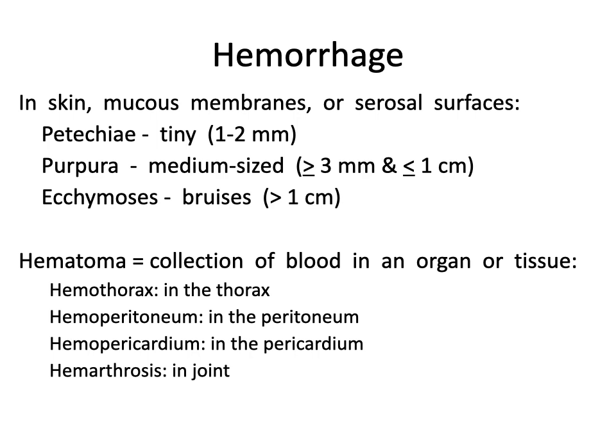However, when bleeding occurs in a particular cavity of the body, we also give it different names. So you have hemothorax. Okay, if it occurs in the thorax, hemoperitoneum, of course, in the peritoneum, hemopericardium if it's in the pericardium, and hemarthrosis if it occurs in the joints.